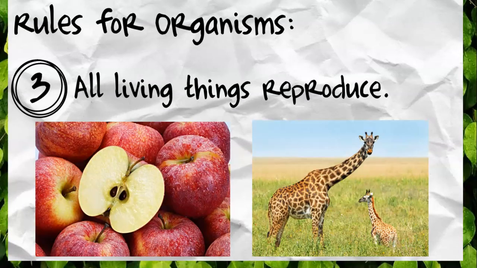The third rule for organisms is that all living things reproduce. So if it's a fruit or a flower, they use pollination or they use their seeds or spores to make other plants or fruit. And animals, humans, that sort of thing, they have babies either by live birth or by eggs. All living things reproduce.